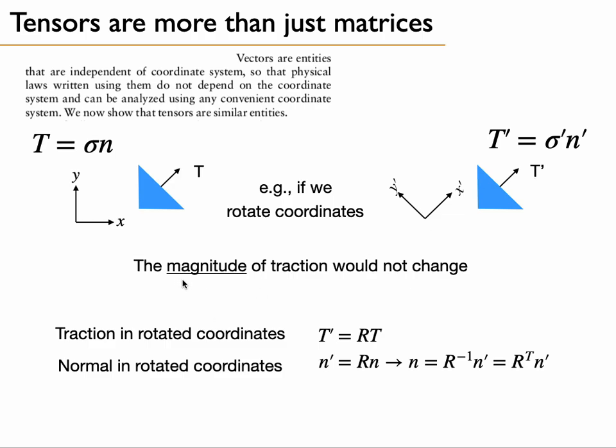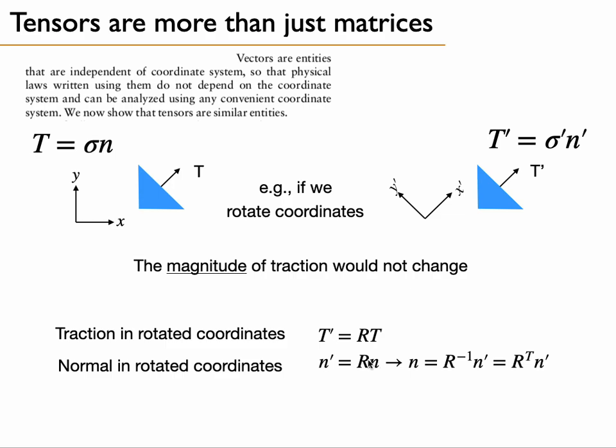So let's compute this. We will now apply a rotation of the coordinate system to compute t prime. So let's compute t prime. This is equal to r, the rotation which is applied to the coordinate system, times the original traction vector t. Now we do the same for the normal. So n prime is equal to r times n.